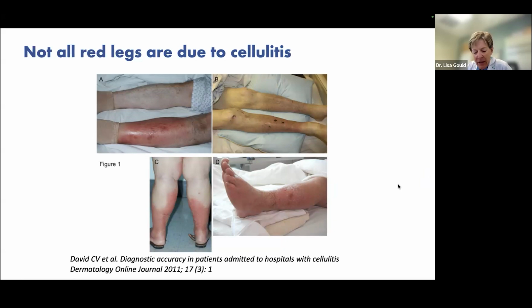And as you're looking at it, you'll notice that the date on this publication is old, I think it's 2011, from a dermatology literature.